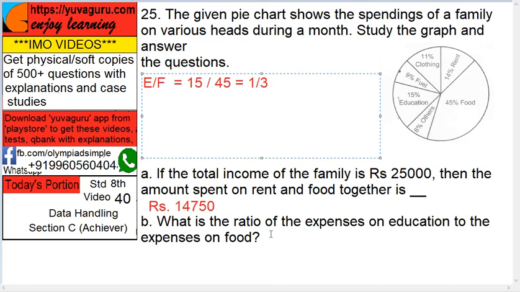Next, what is the ratio of the expenses on education to that of the expenses on food? So expenses on education, E, we will only write the first alphabets, E to F, education to food. So education is 15% upon food is 45%. Solve this. It is 1 by 3. Here you don't want the exact amount, you want the ratio. So the ratio is this much only, 1 by 3. So that is the answer.